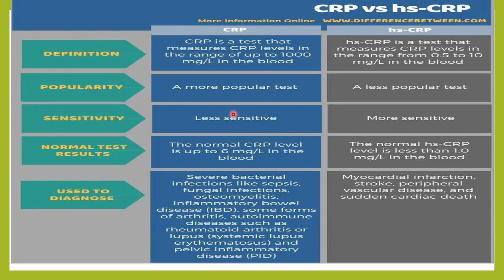CRP is a less sensitive test, hs-CRP is more sensitive. The normal range, I have told you, is up to 10 milligram per liter for CRP, and less than 1 milligram per liter for hs-CRP. CRP is mainly for inflammation, autoimmune diseases, infections, and seeing treatment response, etc. Whereas hs-CRP is mainly to know the risk of developing heart disease, stroke, peripheral vascular disease, etc. So to assess the risk of developing a cardiac disease, we do the hs-CRP. So these were a few differences between CRP and hs-CRP.